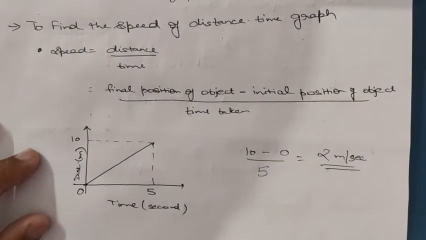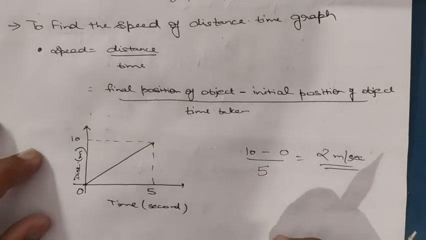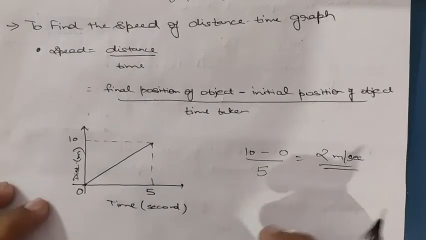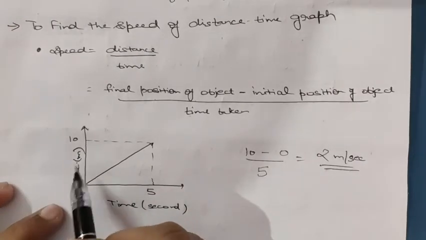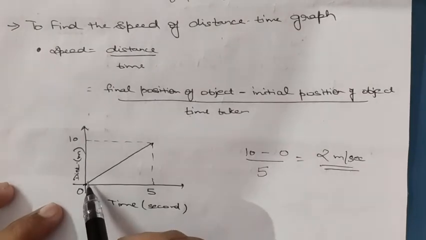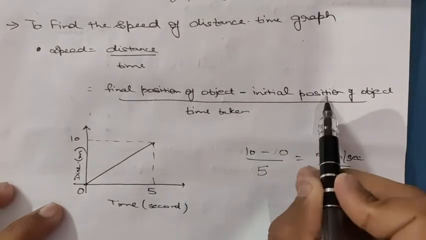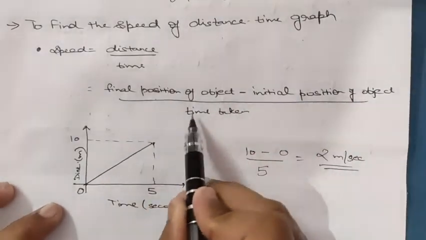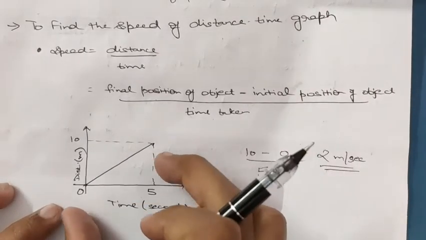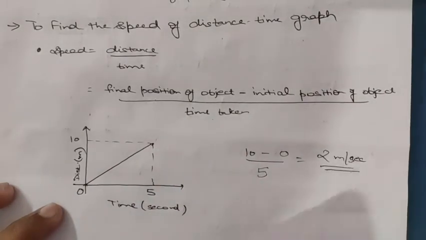Getting it? So this is important. Sometimes the graph is given to you and it asks for the speed. We discussed questions related to speed, but those were numericals given in data form. Sometimes it may be given in graphical form, and then it can ask you the speed. So for speed, you take the final position of the object according to the graph, subtract the initial position, and divide by the total time taken from the initial position to the final position.